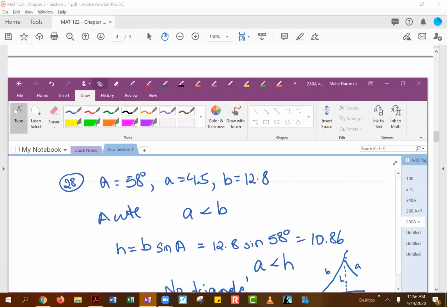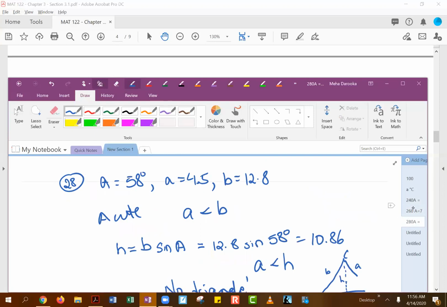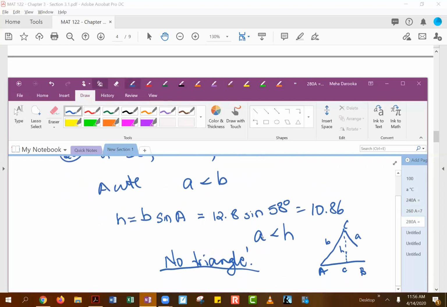So basically with obtuse triangles, A cannot be less than B, right? Because that's when we don't have a triangle. And then with acute angles, the side A cannot be less than what the height of the triangle should be, because again, we have no triangle in this case. So that was number 28.